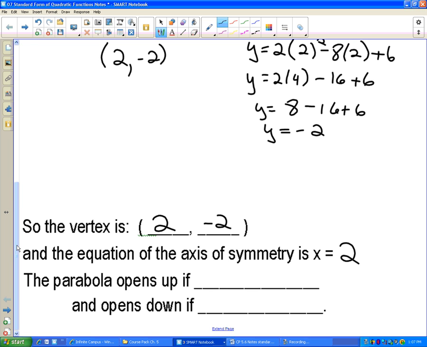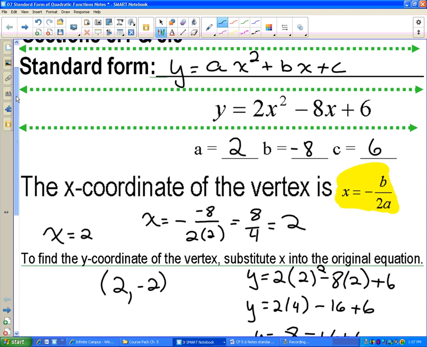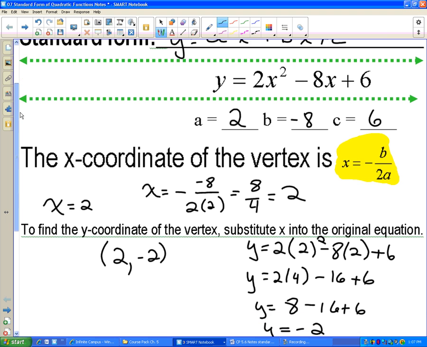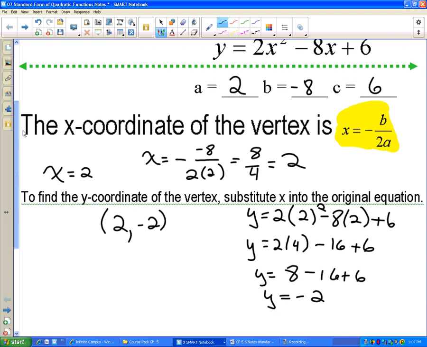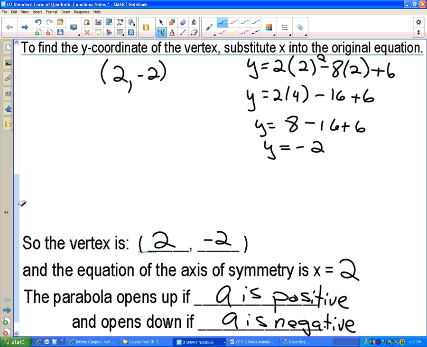The parabola opens up if a is positive, and it opens down if a is negative. A does the same thing as it has done previously. That doesn't change. I'm going to graph it the same way. At this point, how am I going to graph it? Well, remember, I'm going to go to (2, negative 2). I know my a is 2.